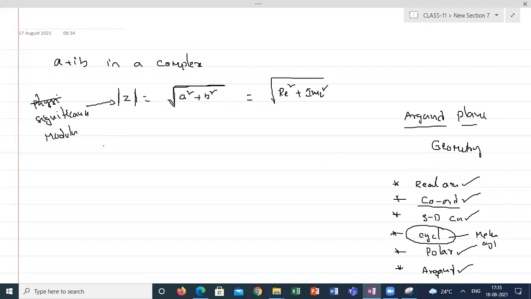When it comes to the conjugate complex number, I will explain its significance in quadratic equations. Suppose z is a complex number a plus ib. Its conjugate can be represented with z bar, which is nothing but a minus ib. What is the meaning of conjugate complex numbers?